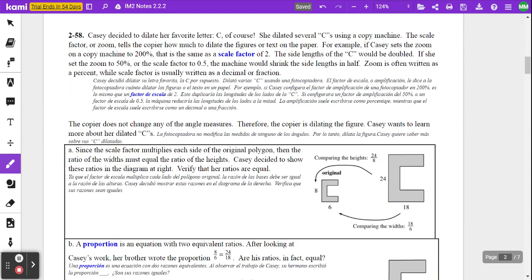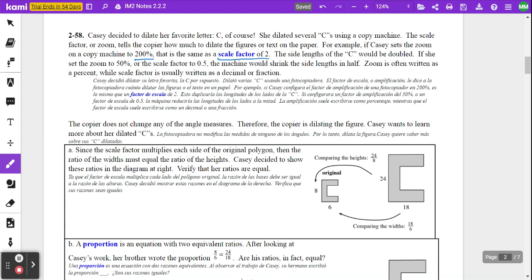258. Casey decided to dilate her favorite letter, the C, of course. She dilated several C's using a copying machine. The scale factor, or zoom, tells the copier how much to dilate the figures or text on the paper. For example, if Casey sets the zoom on a copy machine to 200%, that is the same as a scale factor of 2. So 200% would be a scale factor of 2. The side lengths of the C would be doubled.